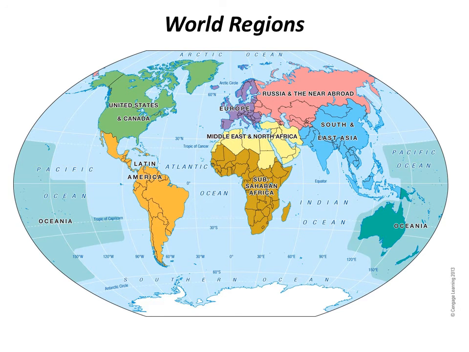Let's begin with what the text defines as the major world regions. And what you can see here is the United States and Canada, Latin America, Sub-Saharan Africa, Middle East, North Africa, Europe, Russia, and the near abroad, South and East Asia, and then Oceania.